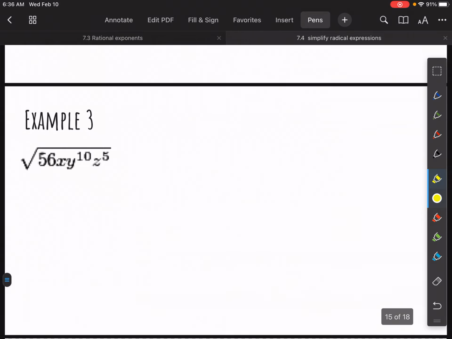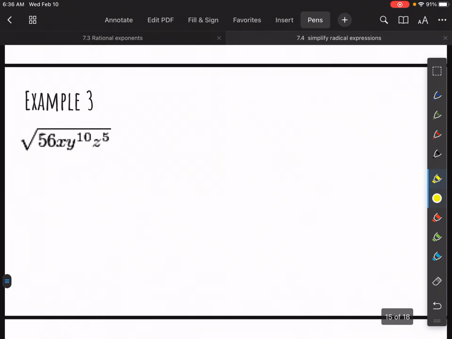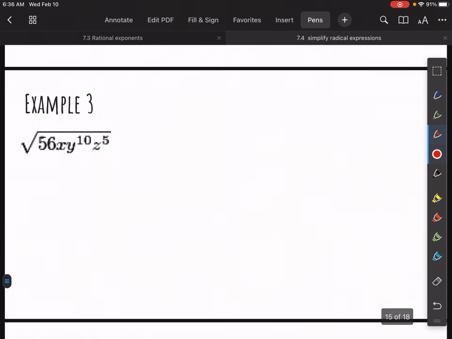Okay, one more, you guys. Thanks for bearing with me on a long lesson. This is only half the lesson, by the way. So here we have the square root of 56. Okay, so I want you to practice this one, breaking it apart just like I did up here. But I'm going to also do it here.